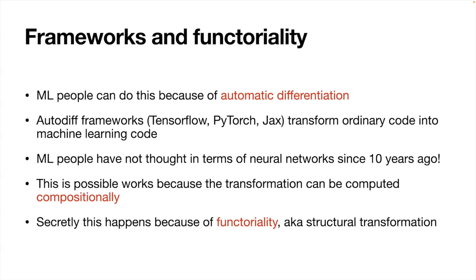So machine learning, the reason this works is by a thing called automatic differentiation. In case you were not aware, machine learning people have not thought in terms of neural networks in a very long time. Okay, I think some people do, but in practice, people write Python code and they import PyTorch and they press a button. They don't write neural networks, they write a differentiable program.